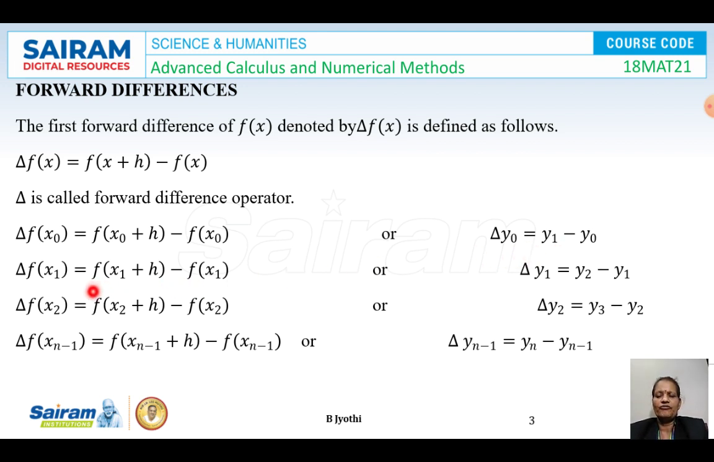Similarly, del of f of x1 is given by f of x1 plus h minus f of x1, or del of y1 is given by y2 minus y1, and del of f of x2 is given by f of x2 plus h minus f of x2, and del of y2 is y3 minus y2. Similarly, del of f of xn minus 1 is equal to f of xn minus 1 plus h minus f of xn minus 1, or del of yn minus 1 is equal to yn minus yn minus 1.